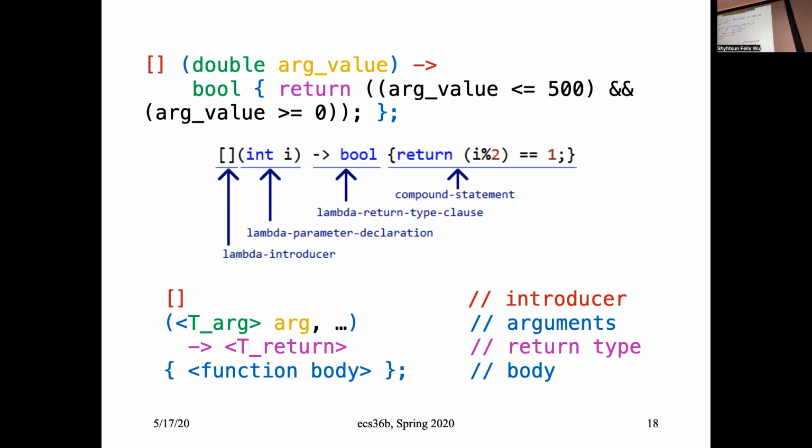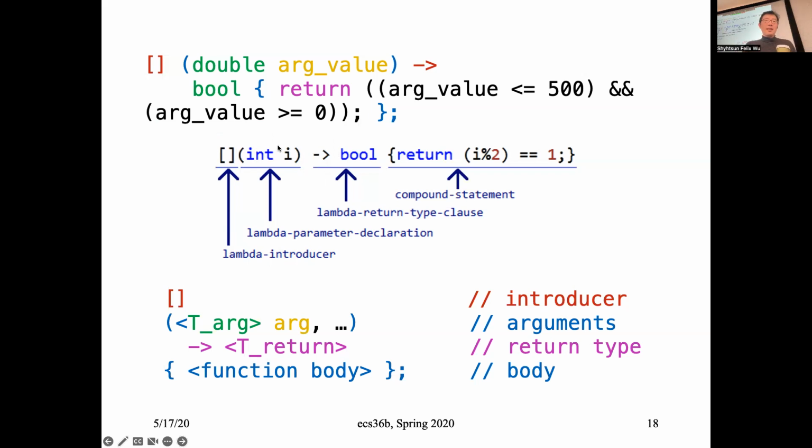So here is the syntax of a lambda expression. This is an introducer, the bracket. By the way, you can put stuff inside the bracket, but I will not go through the detail, at least today. And then you have this, which looks like a pointer sign. As a C programmer, every time I saw this, I thought it's a pointer. But in a lambda expression, it's not a pointer.